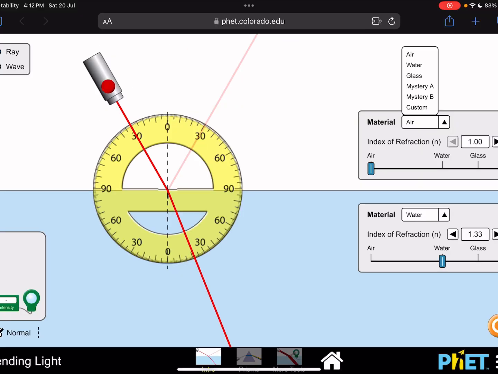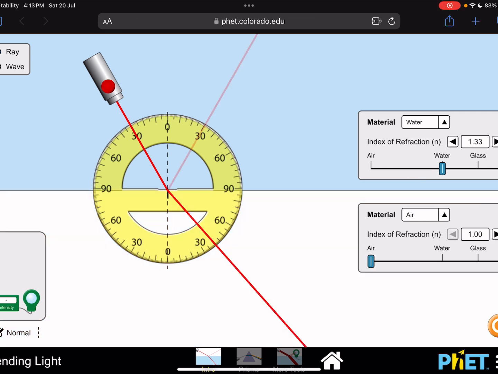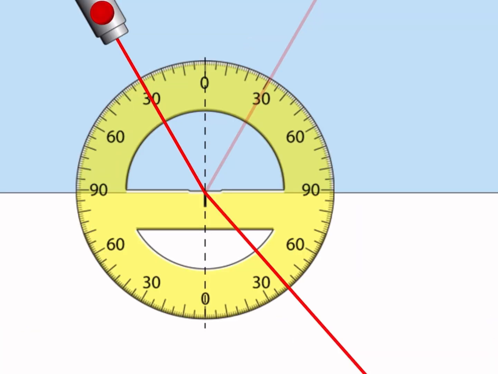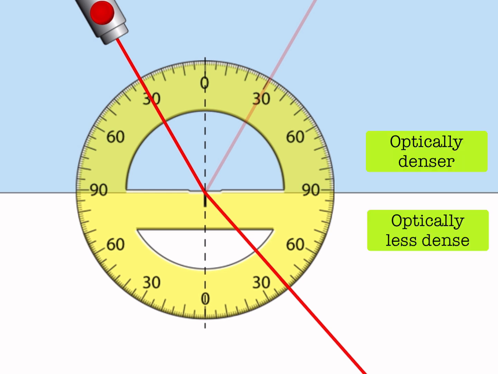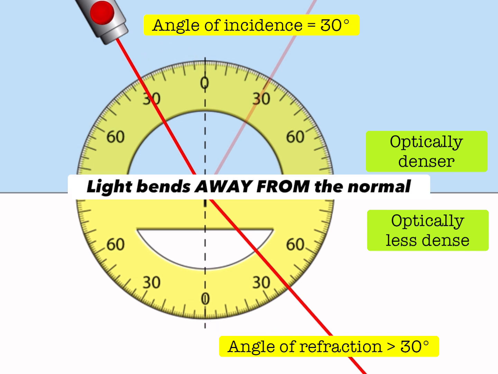Now let's change this up to water to air. What happens? We note that when it's traveling from water to air, from something that's optically denser to optically less dense, the angle of incidence was 30, but as it exits the water towards air, we see that it's greater than 30 degrees. So this means that it has bent away from the normal.